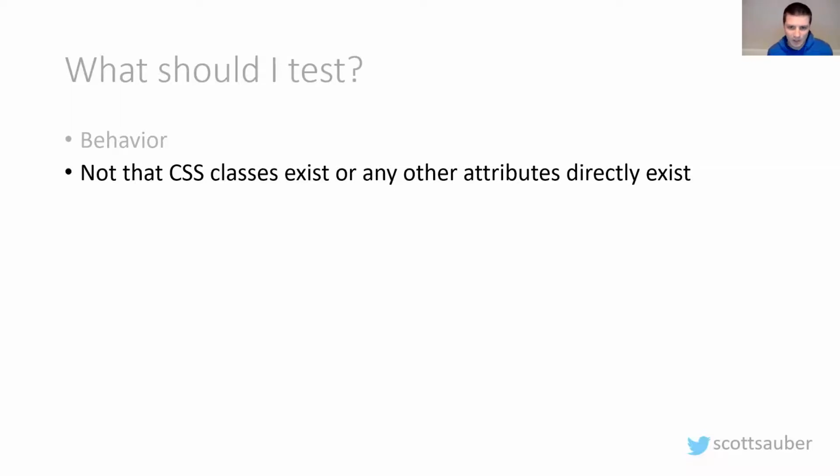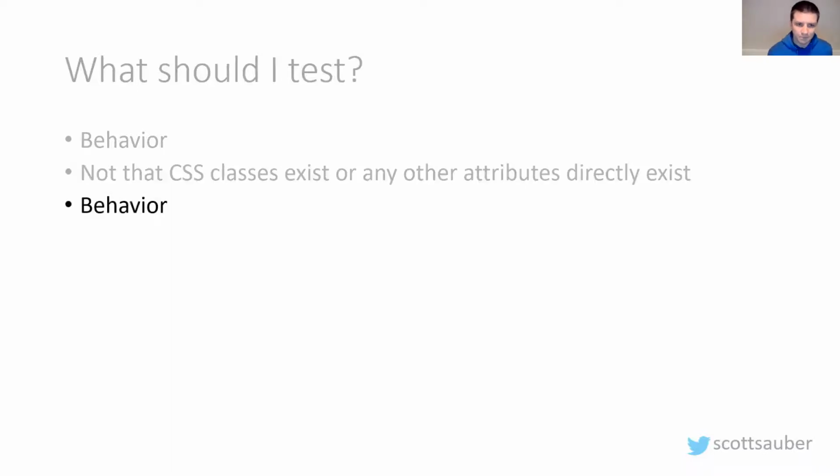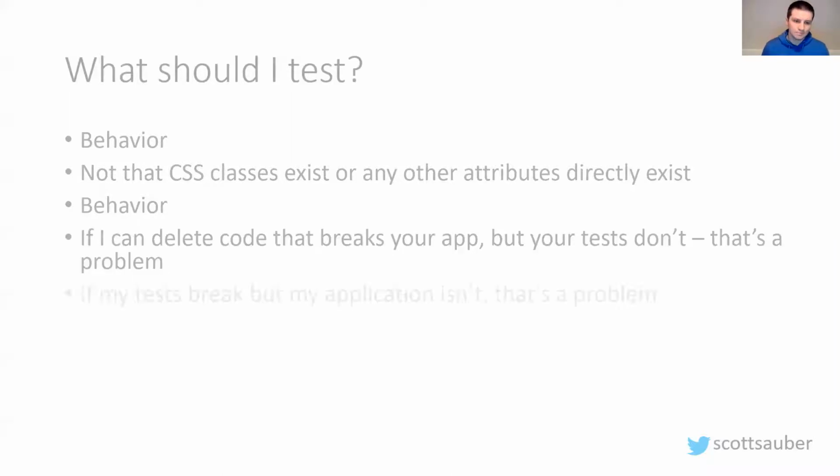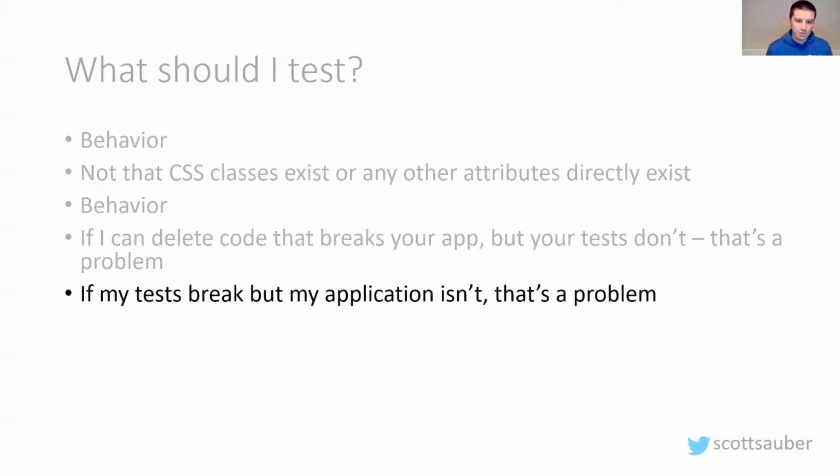That's not really what it's solving. It's more testing the behavior of your application, not the look and feel of your application. So again, you're testing behavior. So the litmus test I have for this is if I can delete code that breaks your application, but your tests don't break, to me, that's a huge problem, right? And the inverse problem too is if your test breaks, but your application doesn't, that's also a problem, right?